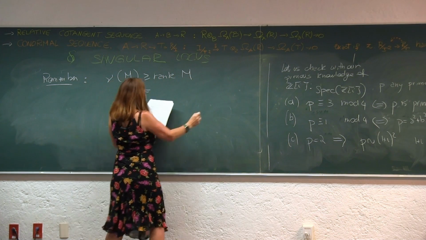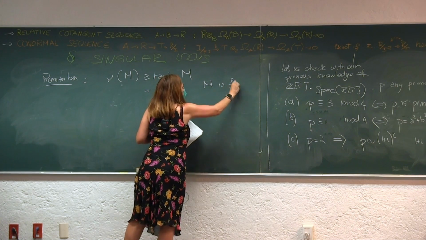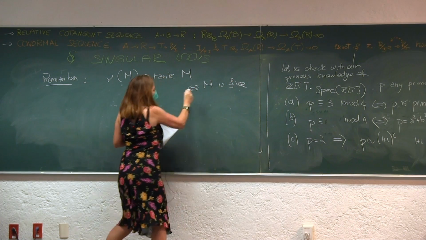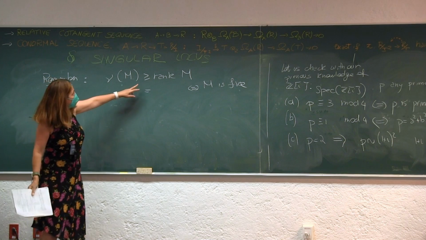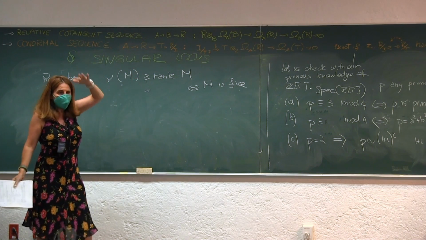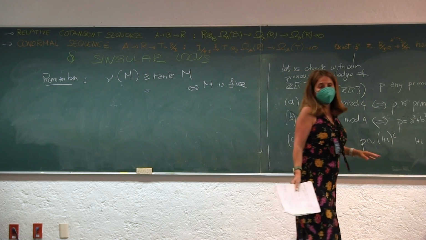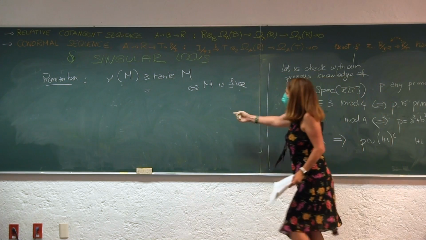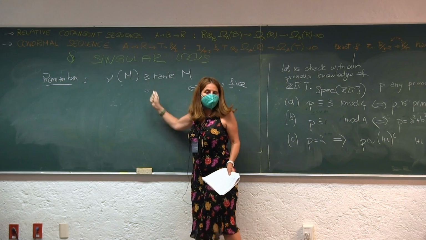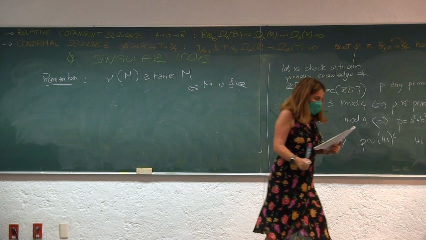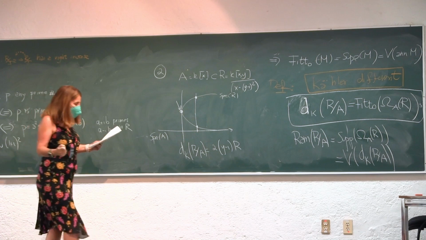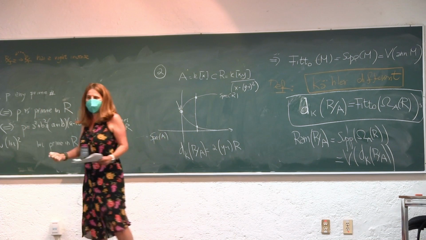And equality means M is free. It is equivalent, and this is easy to see because the number of generators can only go down when you localize. And that's why you have this direction. And the equality is also easy to see because to prove that something is linearly independent, you only have to prove it at associated primes.